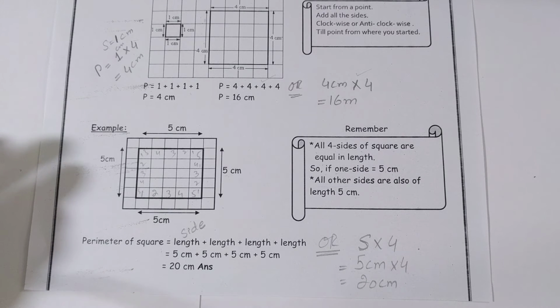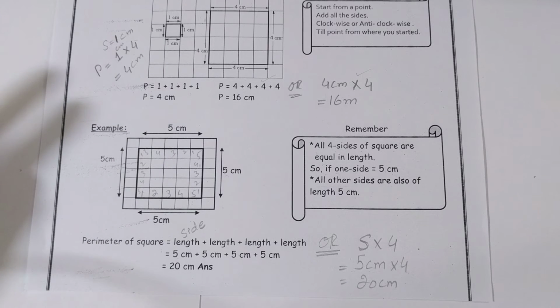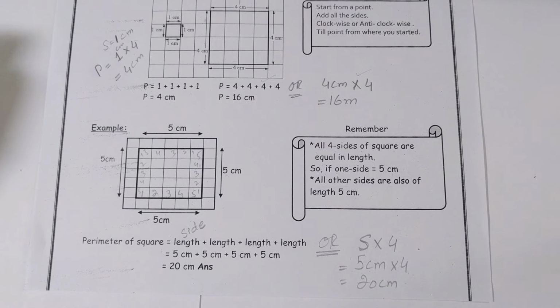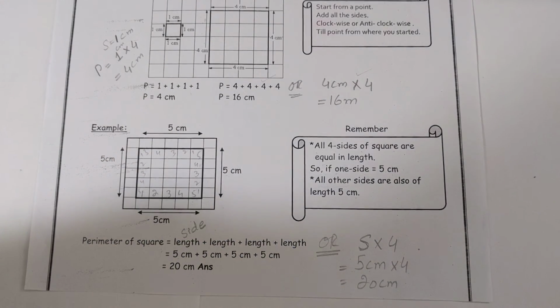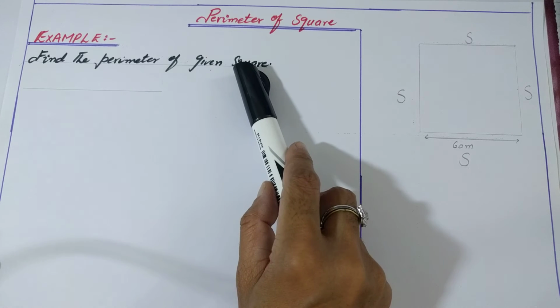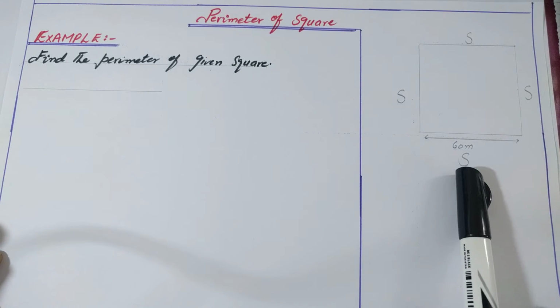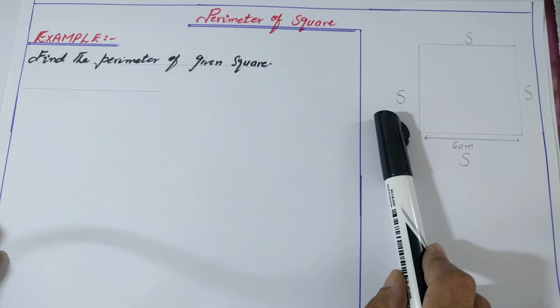What are the units of the perimeter of the square? Meter, centimeter, inch, feet. You can use any unit, and if the unit is not given, you can use an imaginary unit. Okay, now I will solve one example for you to calculate the perimeter of the square. Okay, let's start the example. Find the perimeter of the given square. You can see this square is given: one side, second side, third side and the fourth side.